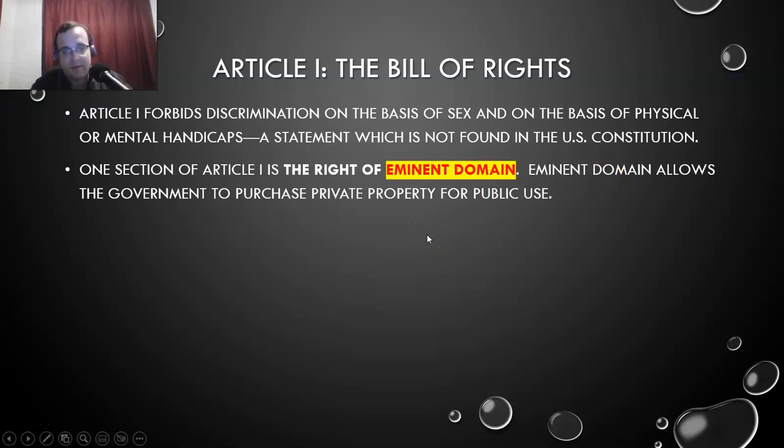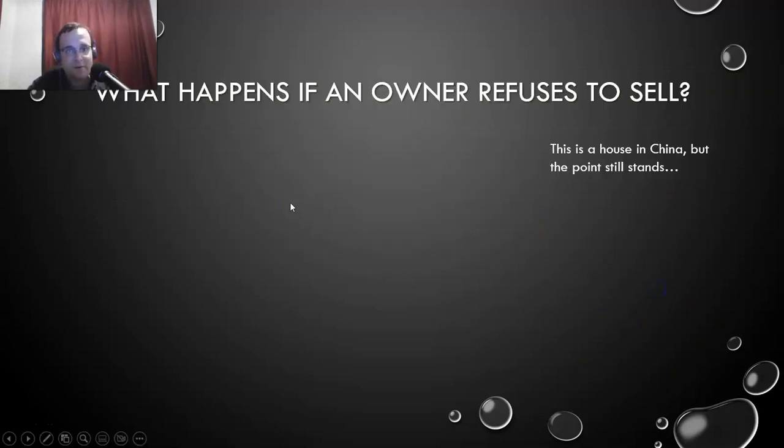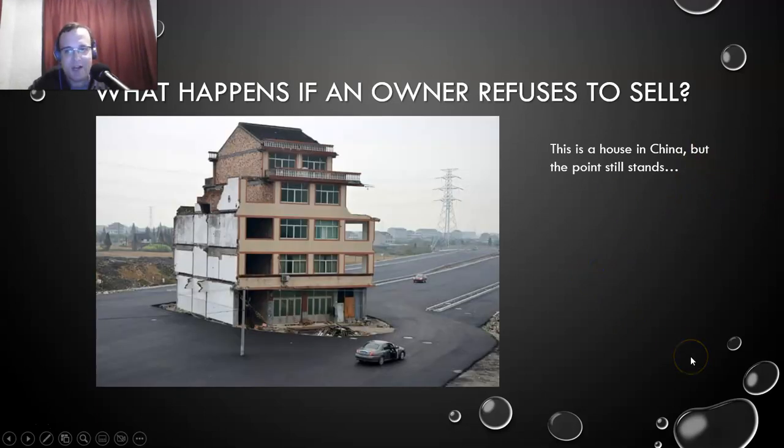But that's just kind of the way it is. If, for example, a piece of land is needed to build a highway or a bridge, the state has the right to buy the land, even if the owner does not want to sell. Now, the owner could just not leave. What happens if an owner refuses to sell? This picture is in China, but the point still stands. Well, they'll just build the road around it, whatever the impediment is. I don't think this would be a highly desirable place to live once they put the road in.